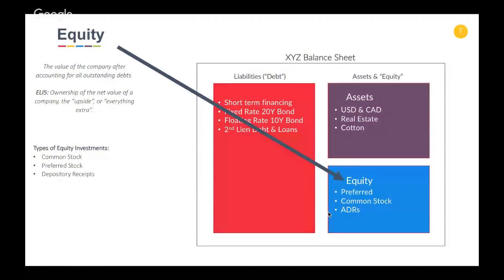So those, equities, assets, and liabilities, are the foundation for pretty much all of the capital market space.